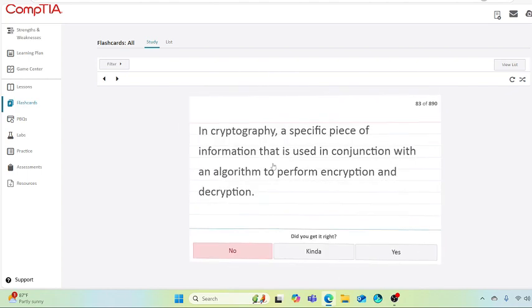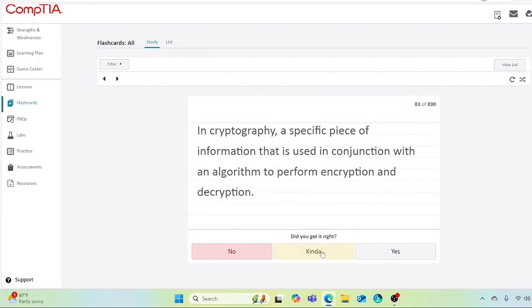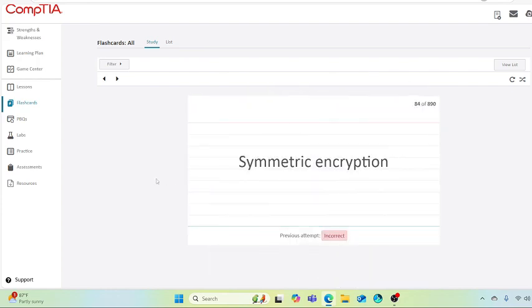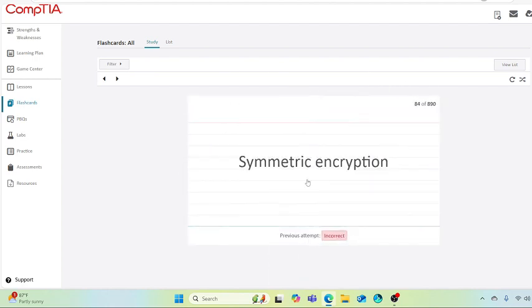Key. In cryptography, a specific piece of information that is used in conjunction with an algorithm to perform encryption and decryption. Symmetric encryption. Two-way encryption scheme in which encryption and decryption are both performed by the same key, also known as shared key encryption.